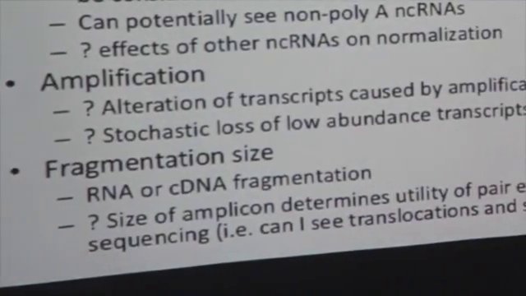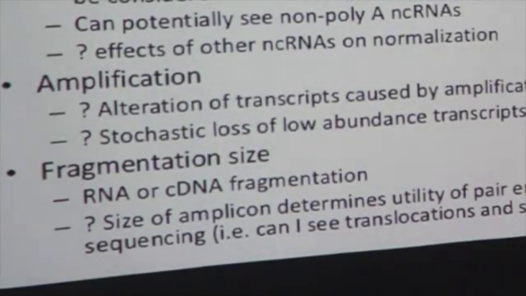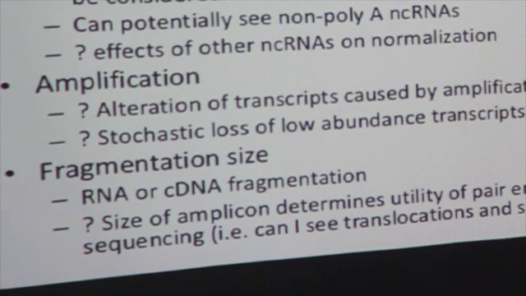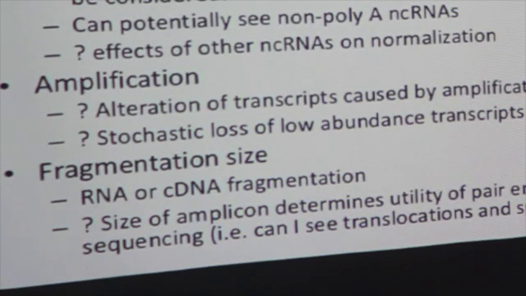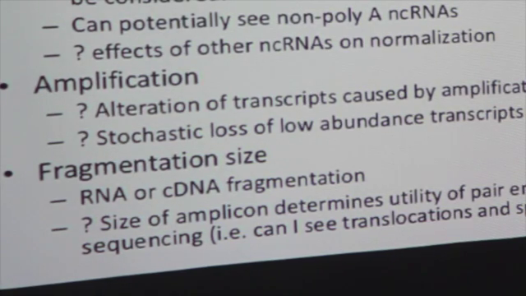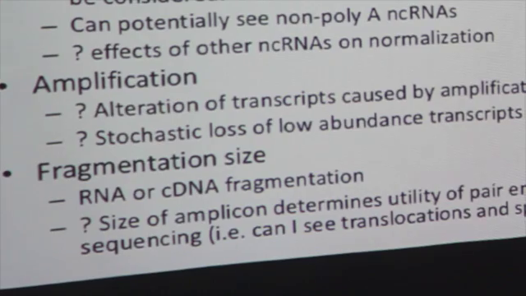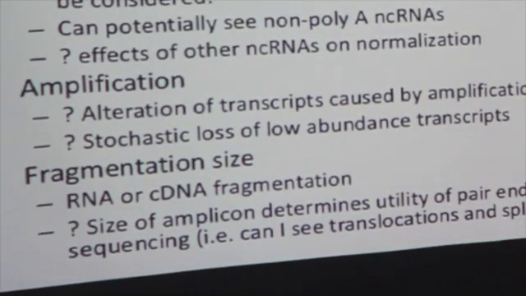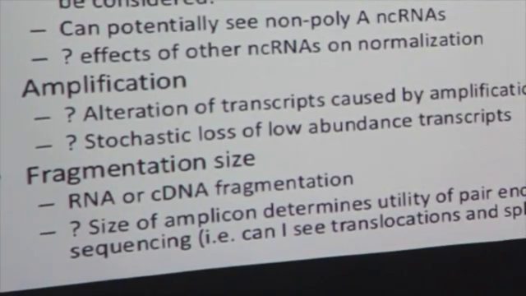Fragmentation size. Some people don't think about the amplicon size that you're making. I think the total RNA-seq is like 200 base pairs. If it's 200 base pairs, then 150 paired end is kind of useless, right? Because you're getting 300 bases of reads and a lot of them are overlapping. Now, if your amplicons are bigger, then you can look for translocations a little easier. Those are all things that people can customize if they do it on their own.